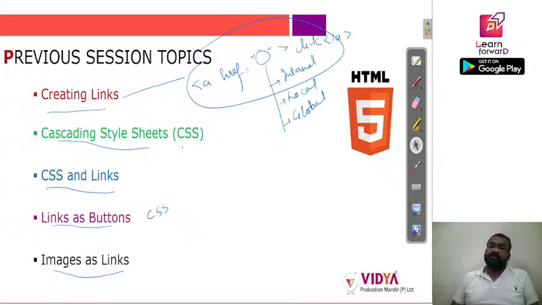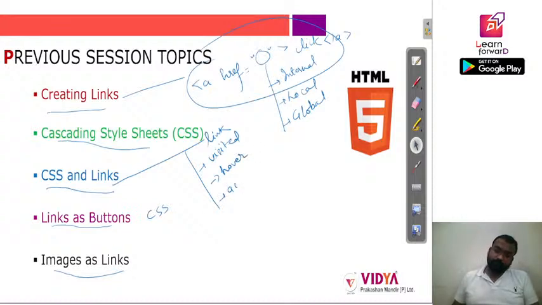Then we saw cascading style sheets. That means how we can decorate or design our elements, how we can make them intuitive or better looking on our HTML pages. Because HTML is about the content, while CSS is about your presentation, how you present your data. Then we saw how we can apply CSS on the link. There are basically 4 stages. First one is link. Second one is visited. Third one is hover, and the fourth one was active. So these were the 4 stages.